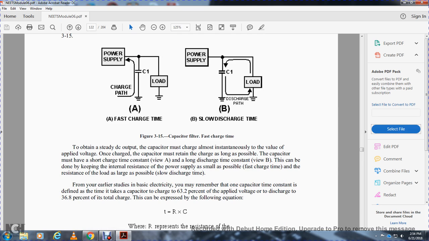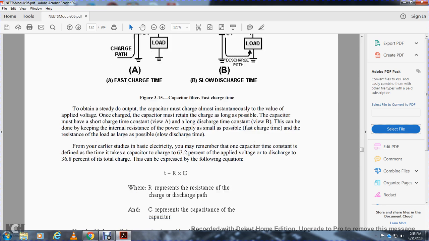To obtain a steady DC output, the capacitor must charge to almost the instantaneous value of the applied voltage and remain charged as long as possible. The capacitor must have a short charge time constant, and a longer discharge time constant. This can be done by keeping the internal resistance of the power supply as small as possible, for fast charge time, and the resistance of the load as large as possible, for slow discharge time.